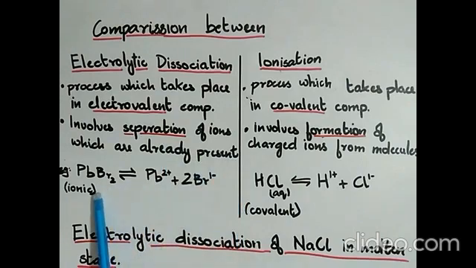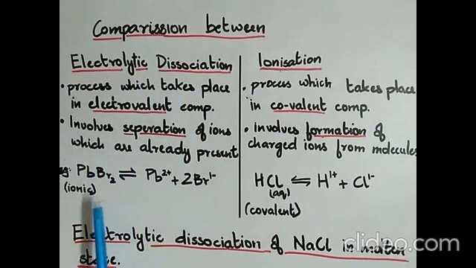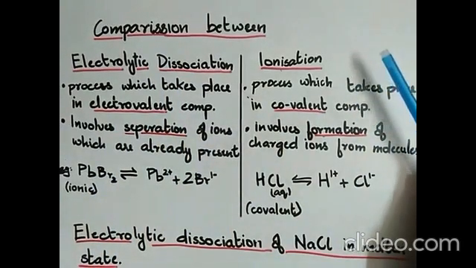So an example is lead bromide. It's an electrovalent or ionic compound where ions are already present. There is only separation that takes place. That is, it dissociates to give Pb2+ and 2 Br- ions. So electrolytic dissociation takes place in ionic compounds and there is only separation of ions which are already present in the ionic compound. Now, coming to ionization.